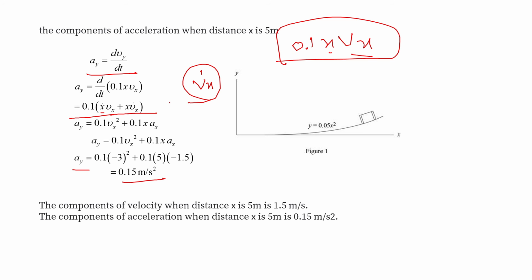So we can say that the y component of velocity when the distance x is given to us as 5 meter comes out to be 1.5 meter per second, and the y component of acceleration when the distance x is 5 meter comes out to be 0.15 meter per second square.